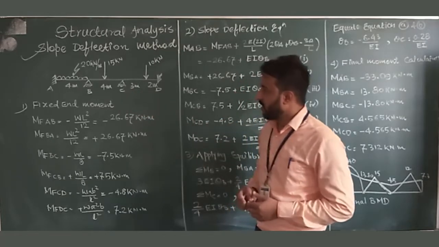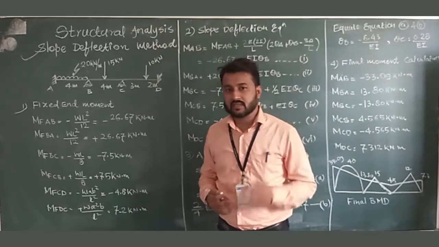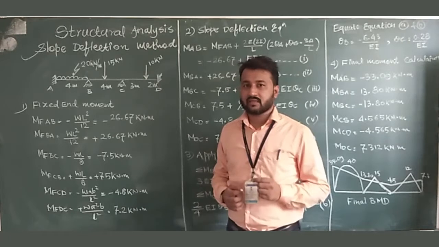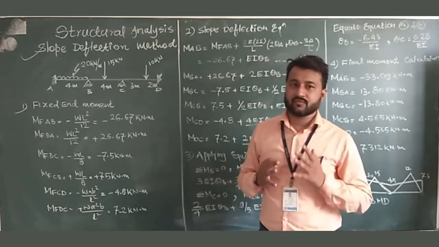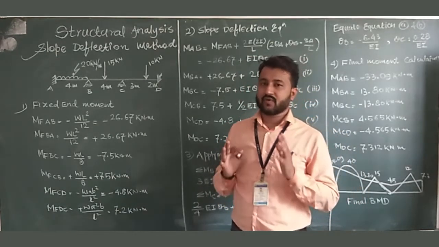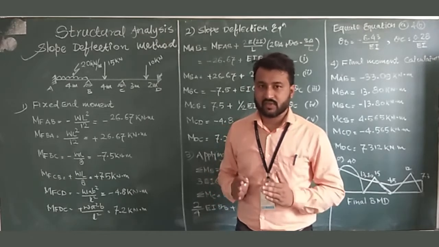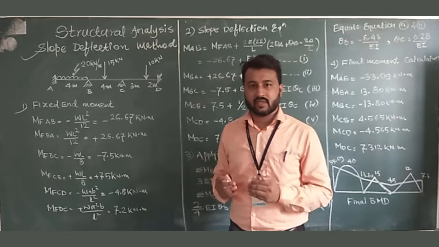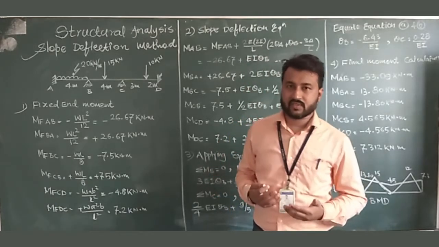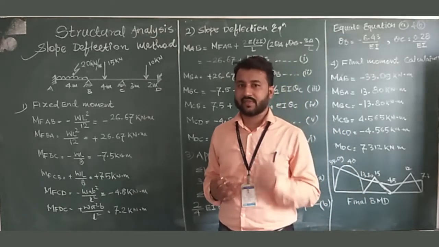As we have discussed in the earlier classes as well, the slope deflection method has four basic steps. The very first step is to calculate the fixed end moment, then application of the slope deflection equation, then the third one is application of the equilibrium equation, and the final one is the calculation of final moment.